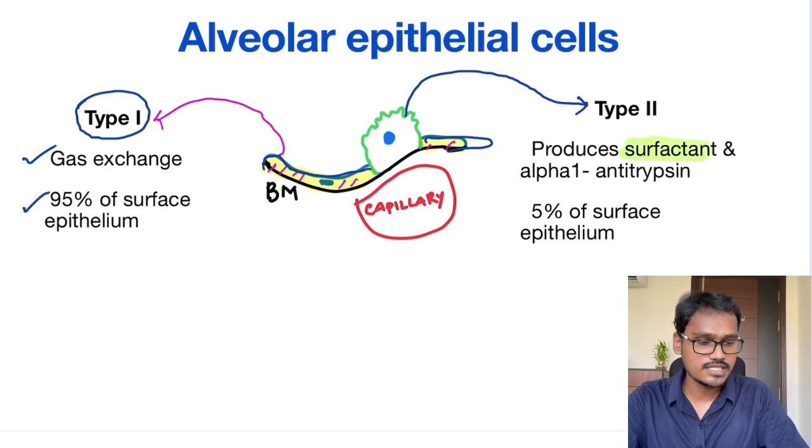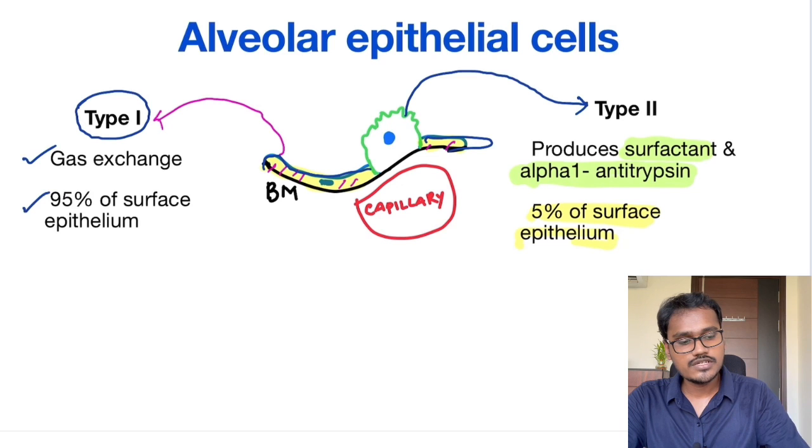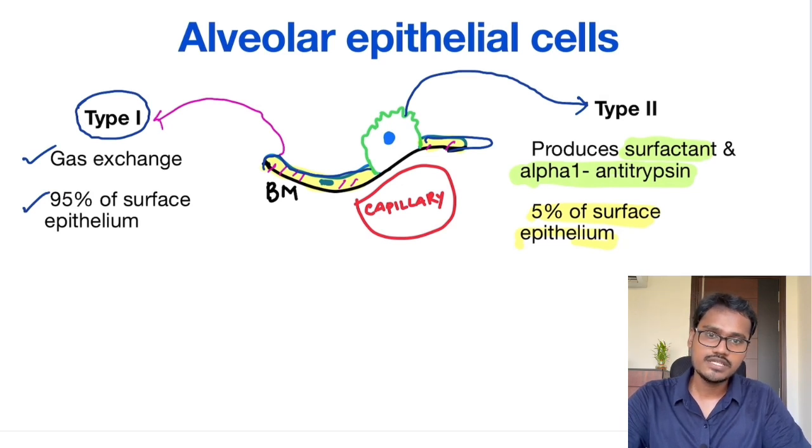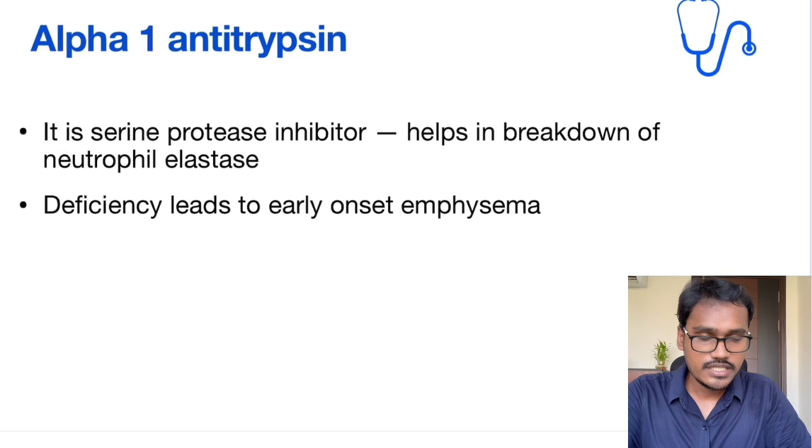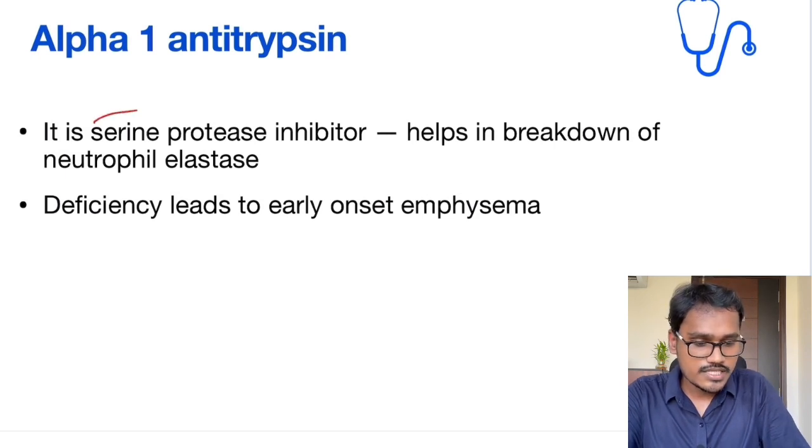Most of the MCQs are classically asked from surfactant protein, and the second most important protein is alpha 1 antitrypsin. Then it occupies around 5% of the surface epithelium. 95% is by the type 1 cells. Now let's see the functions of alpha 1 antitrypsin as well as the surfactant protein. Coming to alpha 1 antitrypsin, it is a serine protease inhibitor.